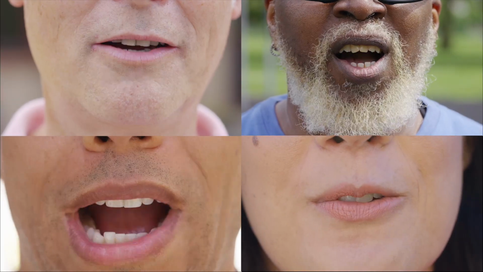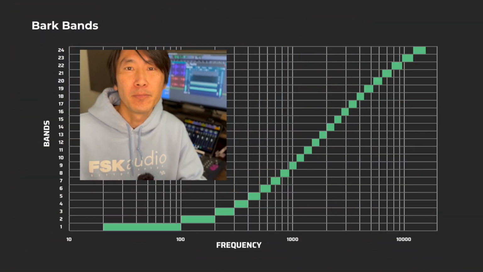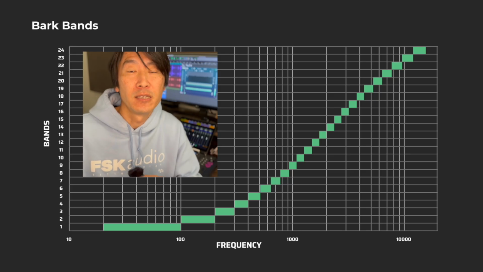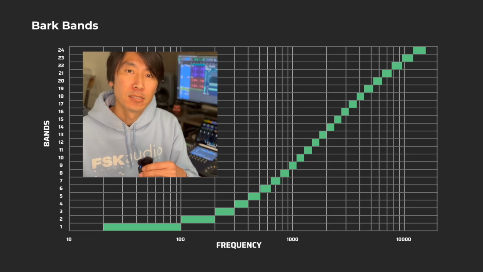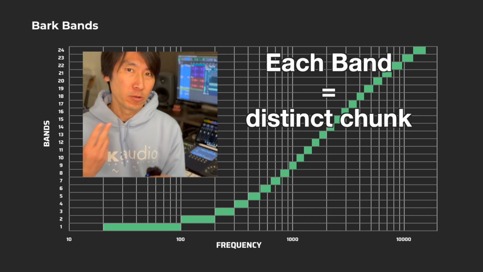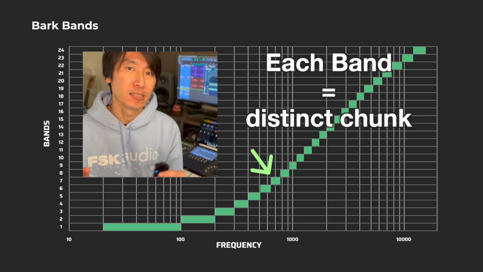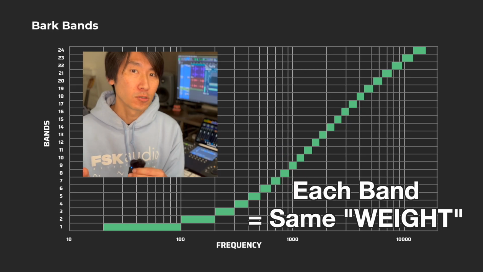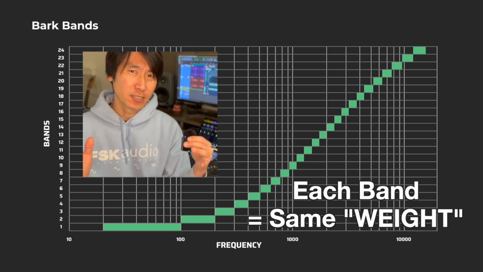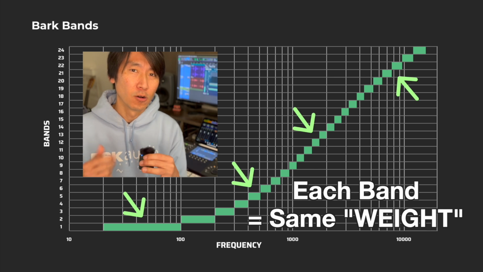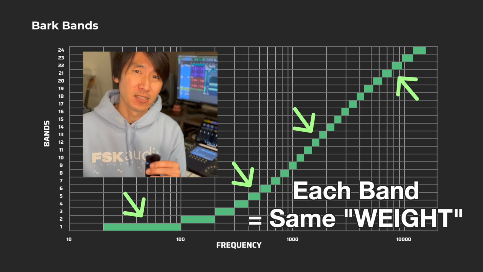But here's a problem. Your ears don't hear frequencies in neat and even chunks like that. In some ranges, such as the high mids, where speech lives, your hearing has very high resolution. In other ranges, such as the very high or very low, your hearing has lower resolution. The frequency bands in the bark scale match these uneven resolutions in human hearing. Specifically, each band's width reflects what we perceive to be a chunk of frequencies that's distinct from the neighboring bands. This also means that each band, even though they might actually have very different widths, are all perceived by our ears to have the same weight.